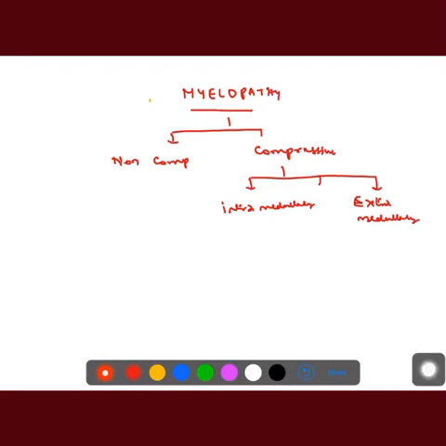This is the flow chart to differentiate the causes, or etiology, of myelopathy. There are different examples for each of these. We are not discussing that. We are discussing today mainly the differences between extramedullary and intramedullary regions.